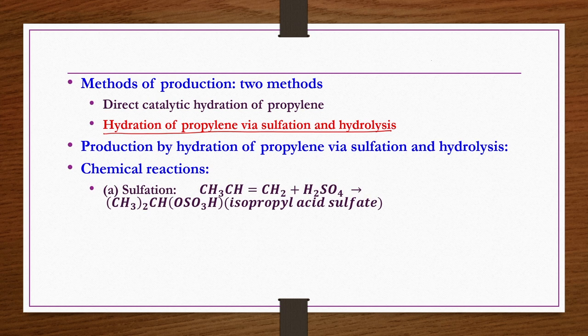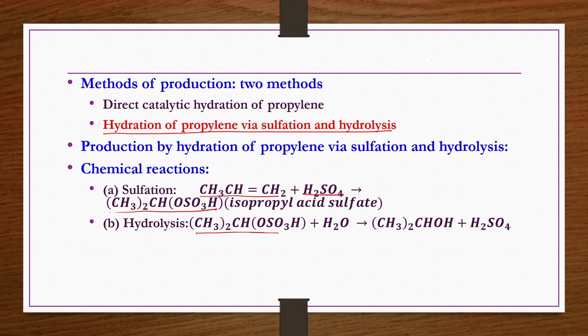Chemical reactions, first sulfation reaction of propylene with H2SO4 to get isopropyl acid sulfate. This isopropyl acid sulfate would be reacting with water to undergo hydrolysis reaction to produce isopropanol or isopropyl alcohol and then H2SO4 is released.